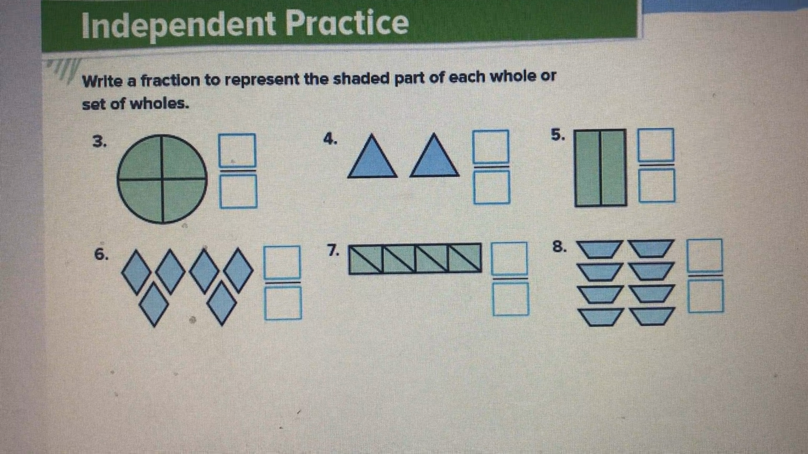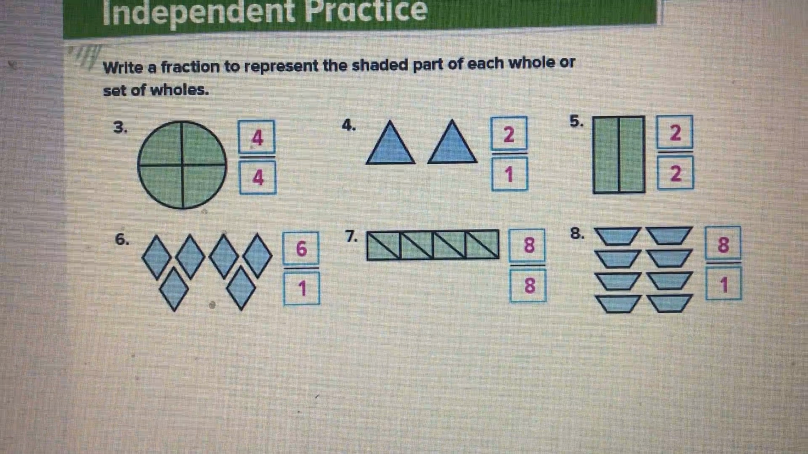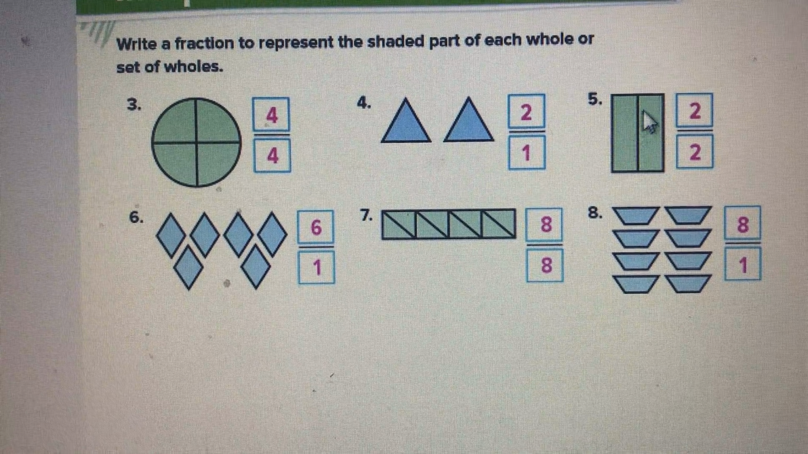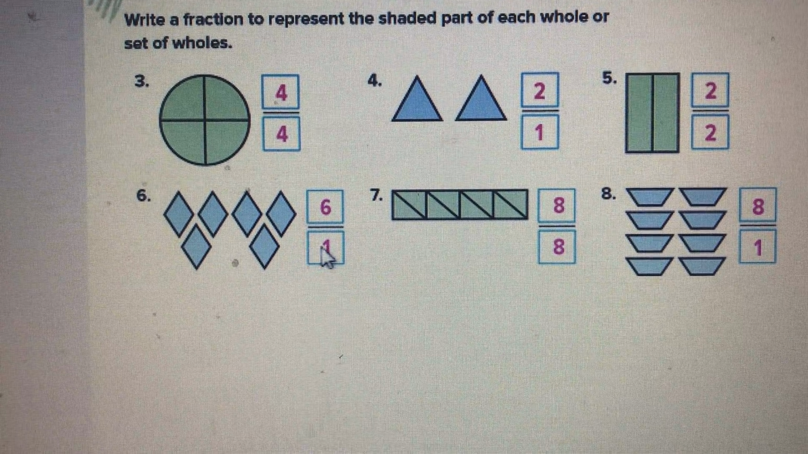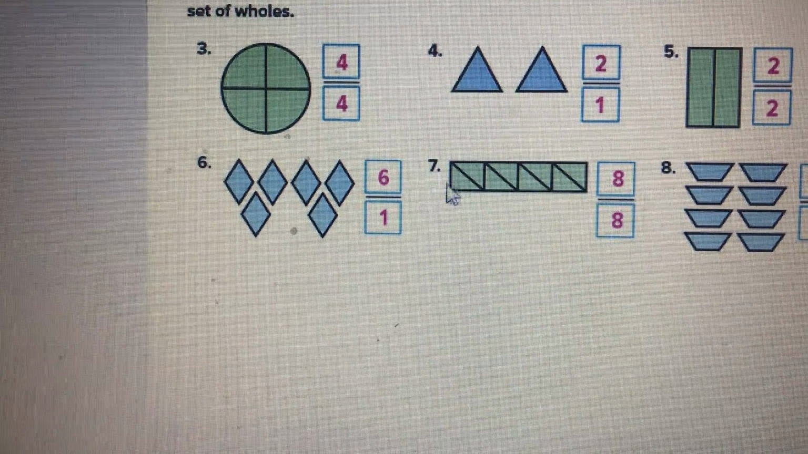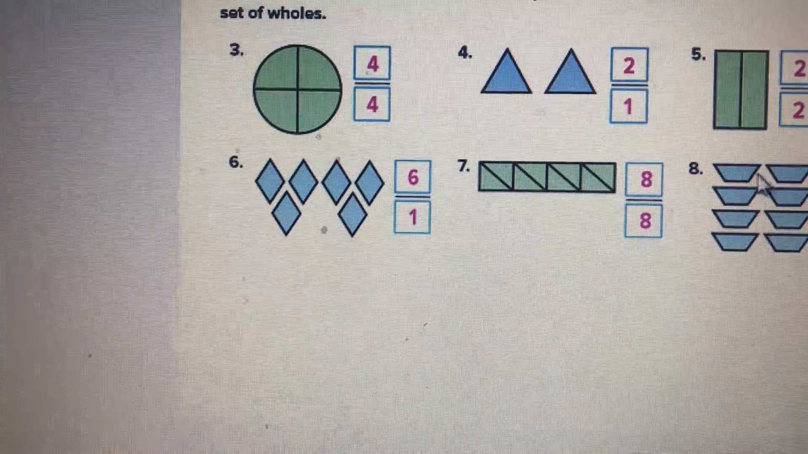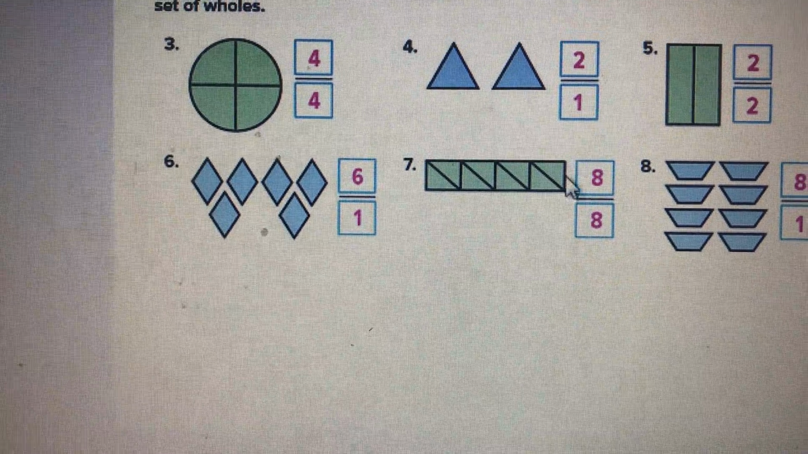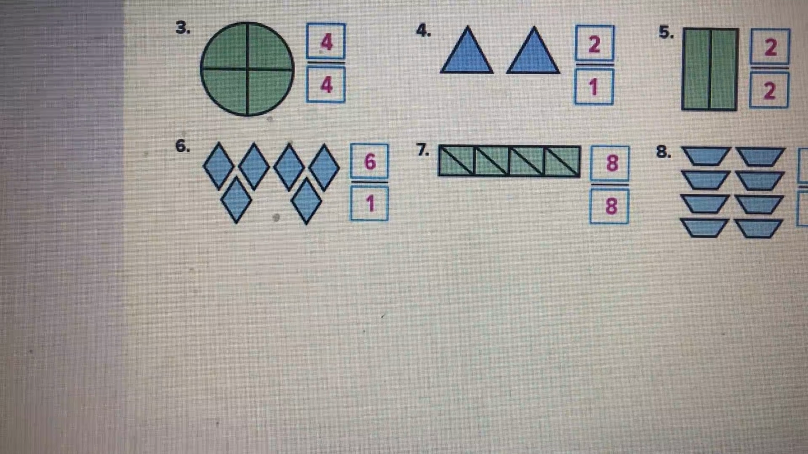Pause it here, and then turn it back on, and we'll check your work here. Very good. 2 over 2, because they're connected, they're part of a whole here. These are all individual, so our denominator is going to be over 1. These are all joined together. They're part of 1 whole, so 8 out of 8 are shaded. And these are all separate. These bowls are all separate. So 8 are shaded, and if we had to write 8 as a fraction, we'd put 8 over 1.